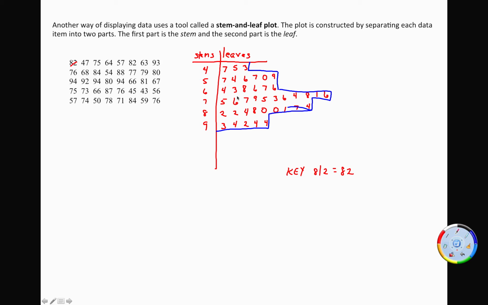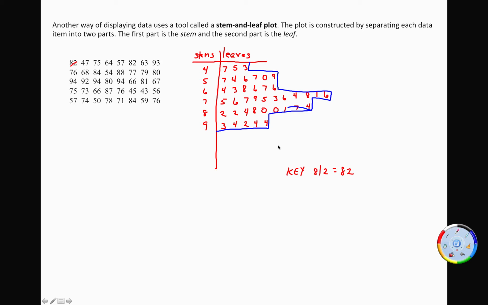I can tell just at a glance that most scores were in the 70s, and I can tell exactly how many. I can tell that the vast majority of students made 70s and 80s. My lowest score was a 43, the highest score was a 94.